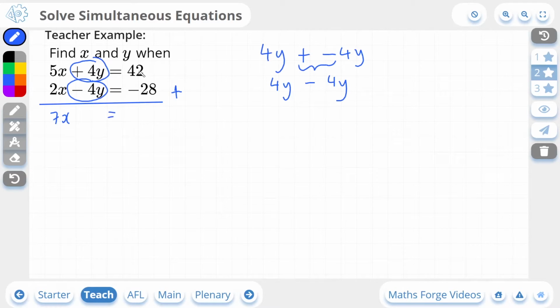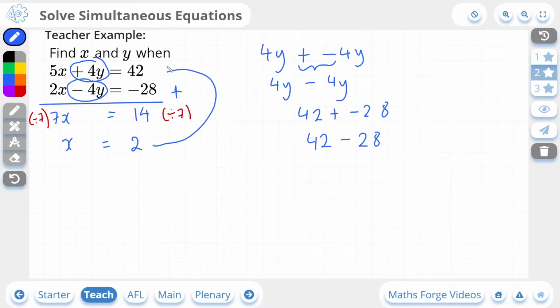And then we're going to have 42 plus negative 28, so 42 plus negative 28 is the same as doing 42 minus 28, which gives us 14. So I'm going to go ahead and write that here. And now we have 7x is equal to 14. We can go ahead and rearrange for x quite simply just by dividing both sides of this equation here by 7. This now leaves us with x is equal to 2. Now that we found x, we can go ahead and take this value and substitute it into one of our original equations.